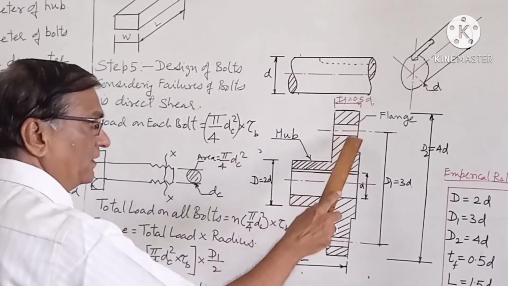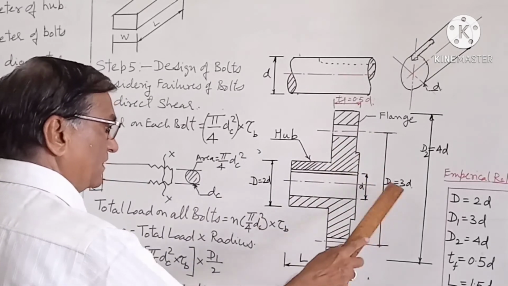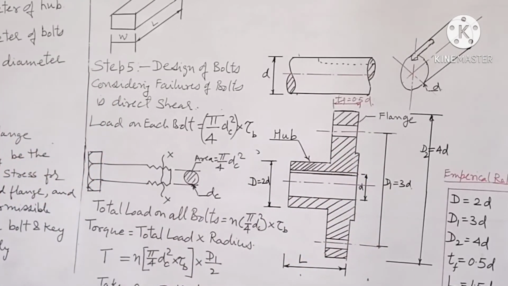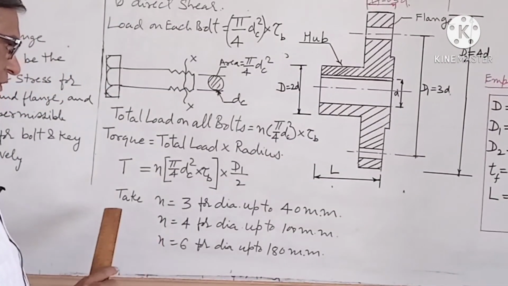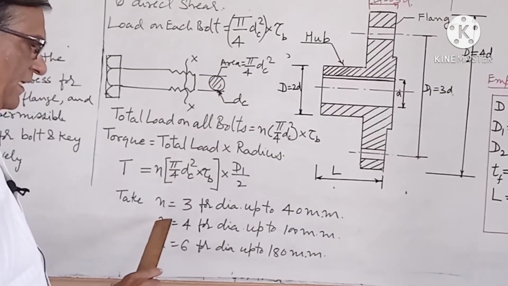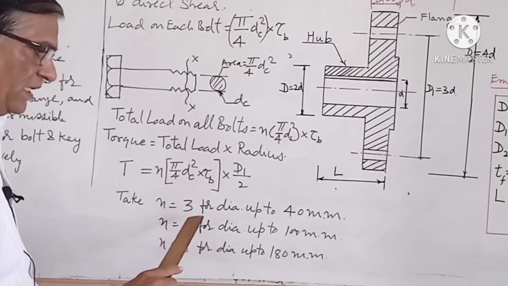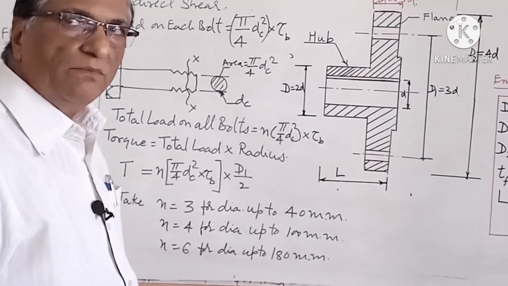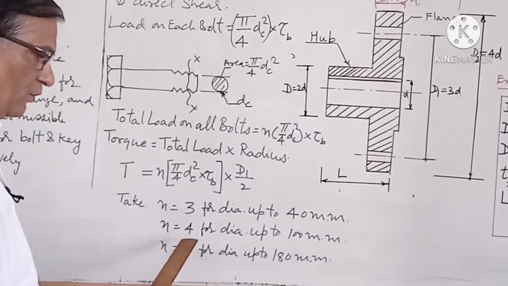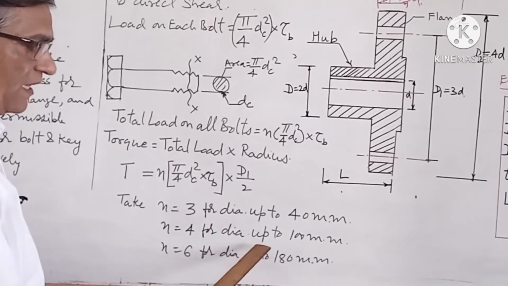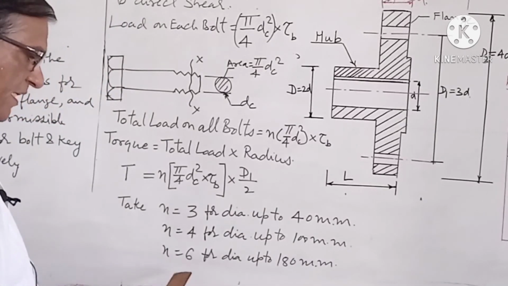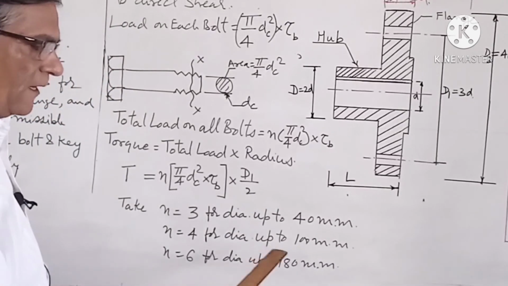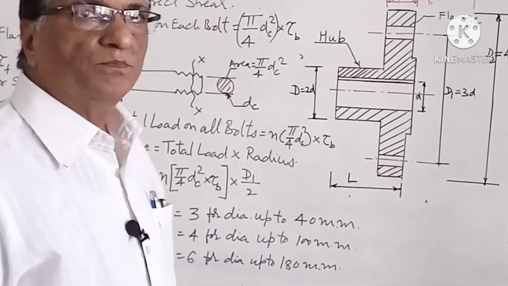Here we will take the pitch circle diameter, that is D1, taken as 3d. Now we will take n, number of bolts, equal to 3 for diameter up to 40 millimeter, and n is equal to 4 for diameter of the shaft up to 100 millimeter, and n is equal to 6 for diameter of shaft up to 180 millimeter.